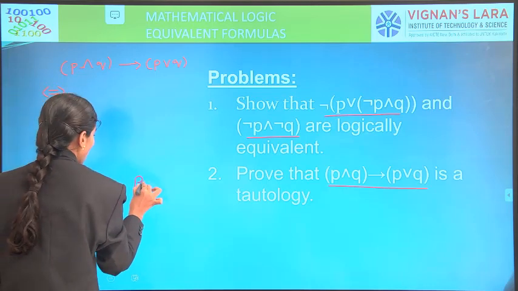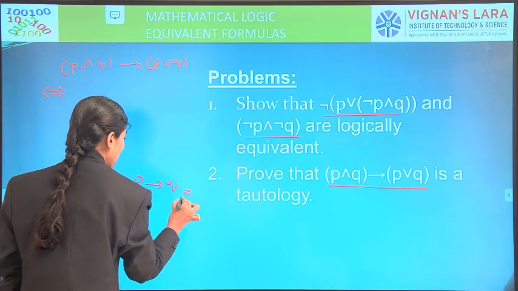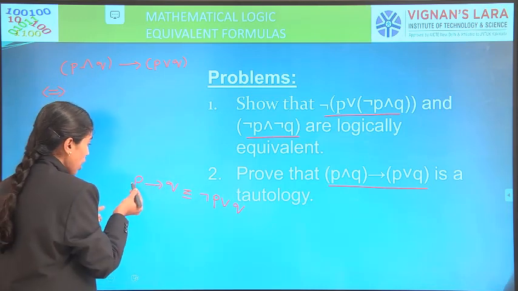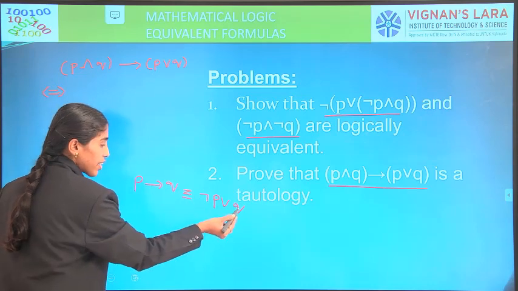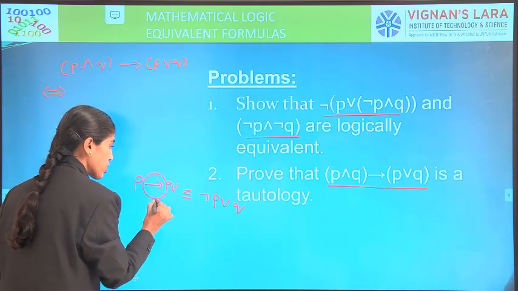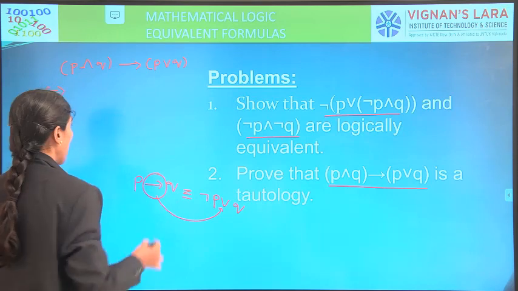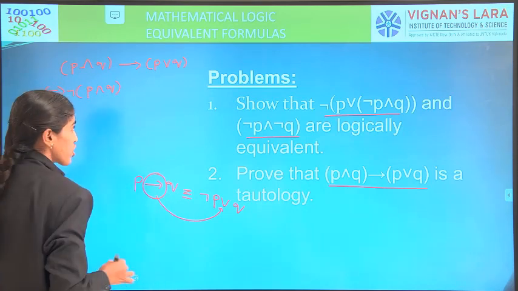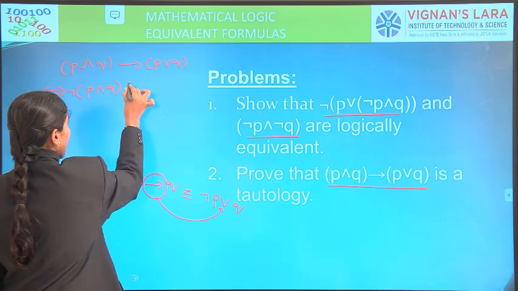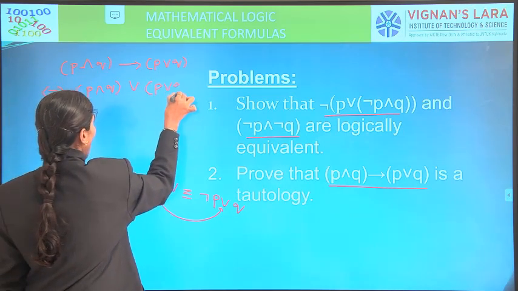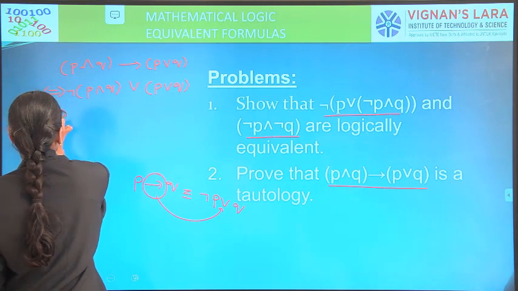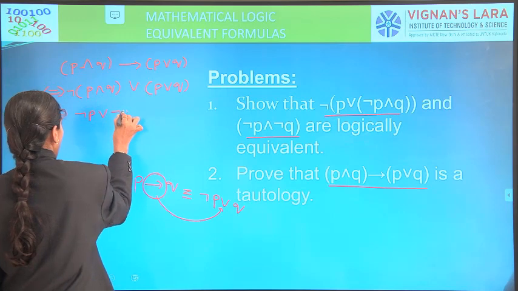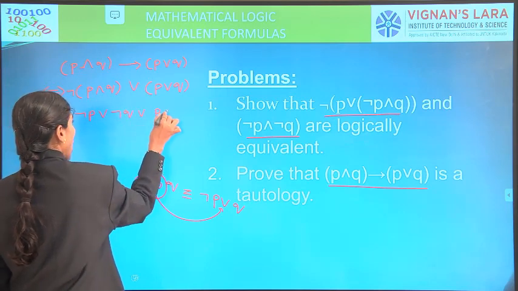We know that the equivalent formula of P conditional Q is negation P or Q. Means that for the left side we write negation, right side write as it is. In the place of conditional we write OR symbol. So P and Q, first one, before that we write negation. In the place of conditional write OR, second one is P or Q. Take this negation inside, negation P becomes OR, negation Q or P or Q.